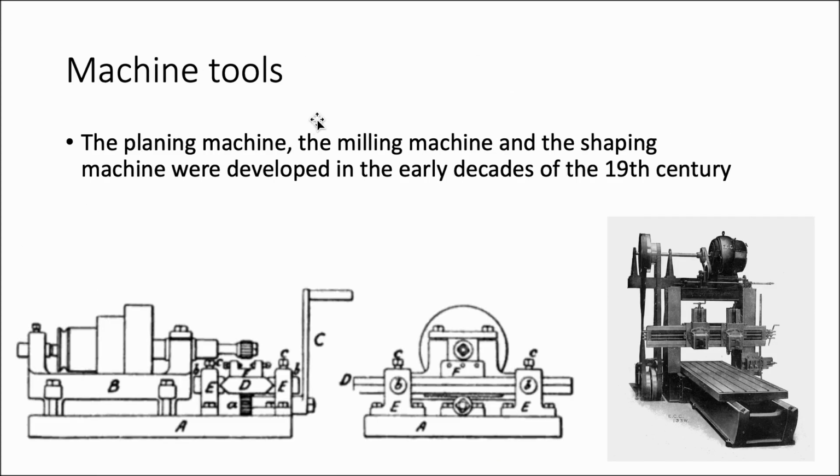Machine tools such as the planing machine actually help create more tools. So we get these products that can cut and shape metal into shapes, finally producing more and more tools. So tools that actually create tools is another great example of a positive feedback.